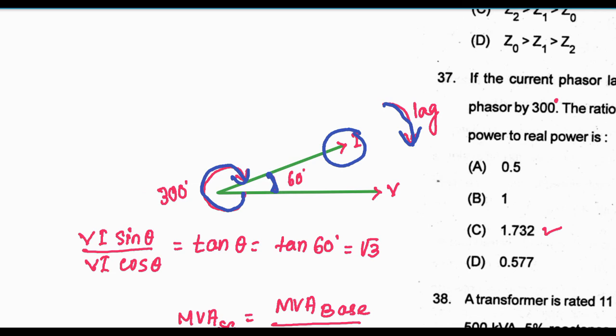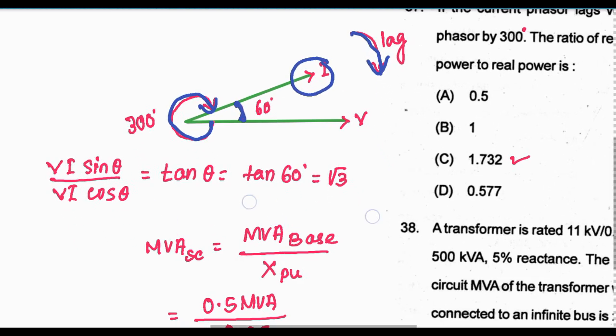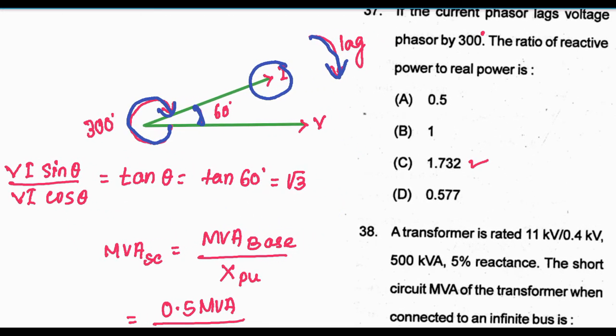So what will be the ratio of reactive power to the real power? Reactive power is given by VI sin theta, and real power is given by VI cos theta. So VI sin theta by VI cos theta is equal to tan theta, and here the angle between voltage and current is 60 degree. So this will be tan 60 degree, equal to sin 60 by cos 60, and sin 60 is root 3 by 2, cos 60 is half. So 2 will be cancelled and root 3 only will be present. Root 3 value is 1.732. Option C is the correct answer.